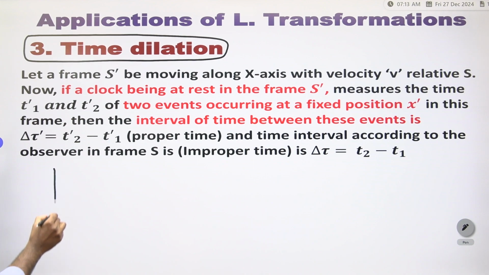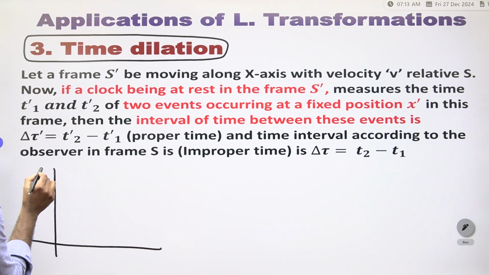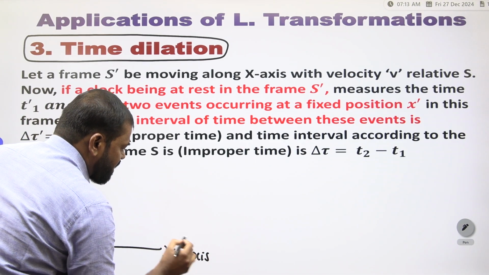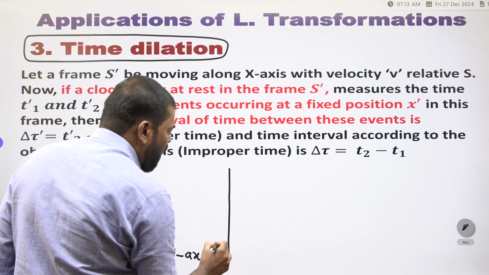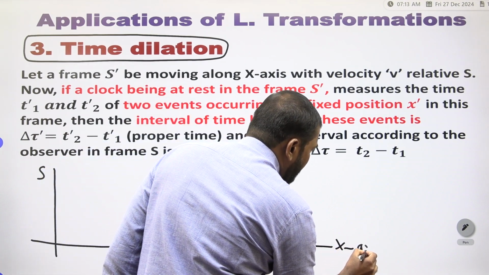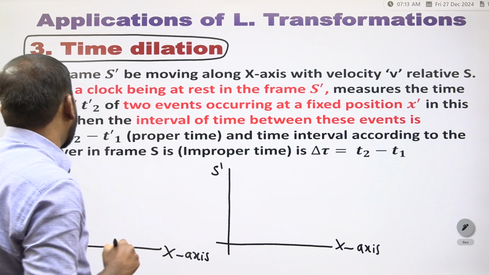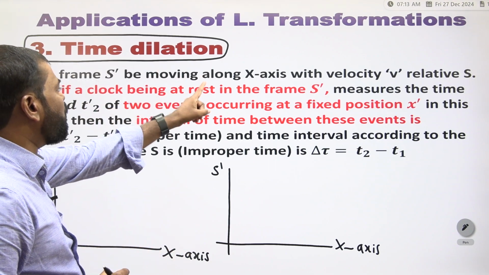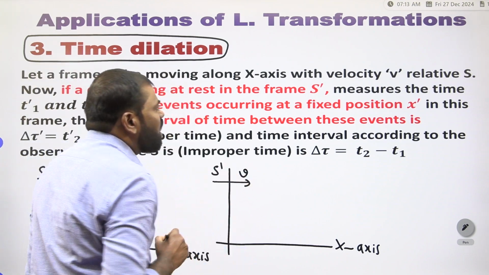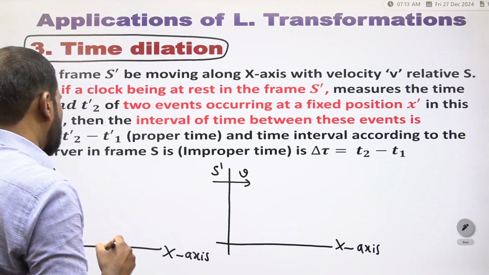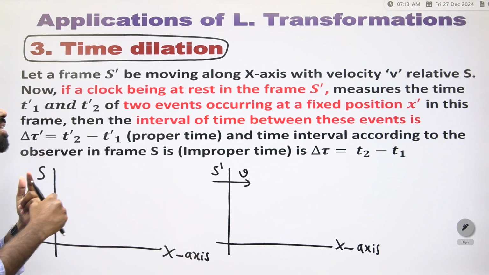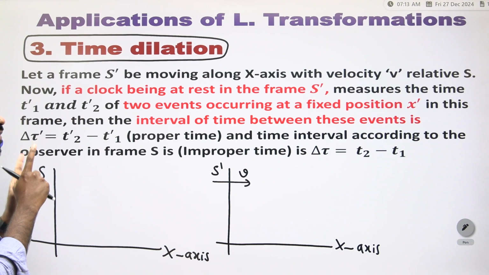Suppose you take two frames of reference. This is the S frame of reference along the x axis. One more frame of reference is there, that is the S dash frame, also along the x axis. These two frames are parallel frames. So, let S dash be moving along the x axis with velocity v relative to the S frame.